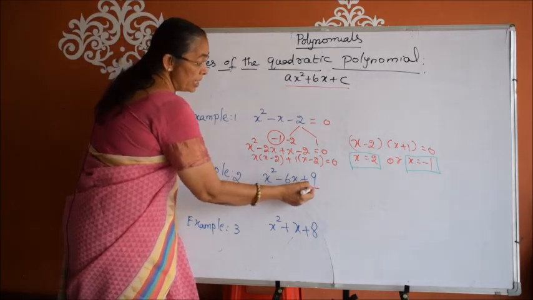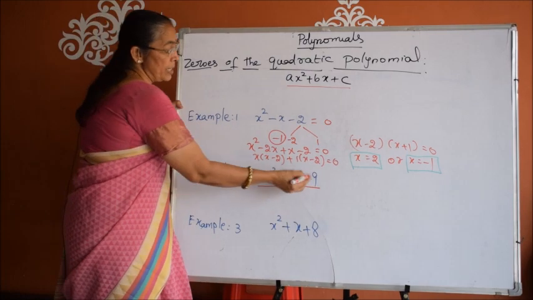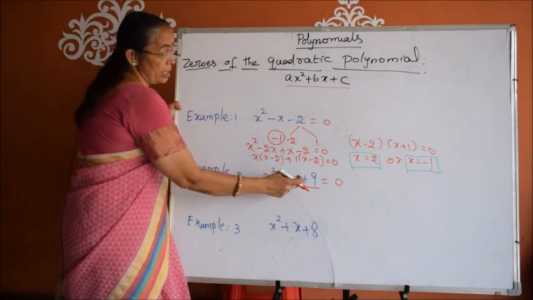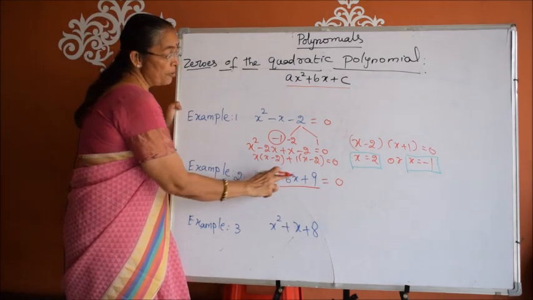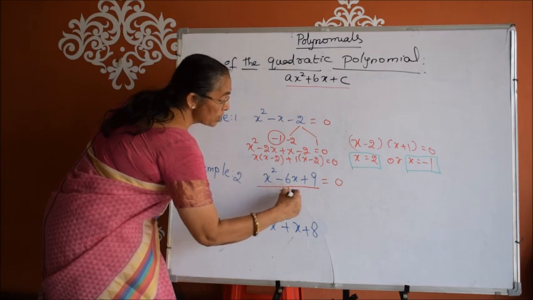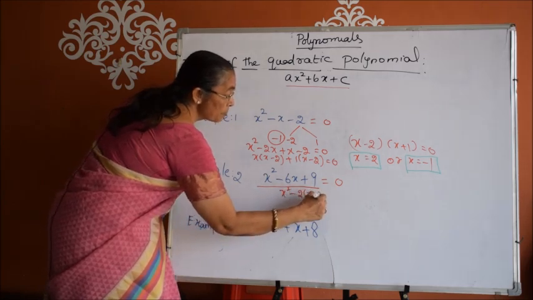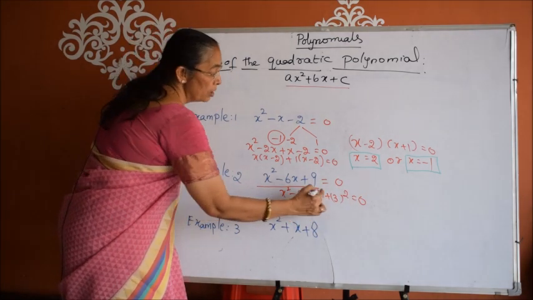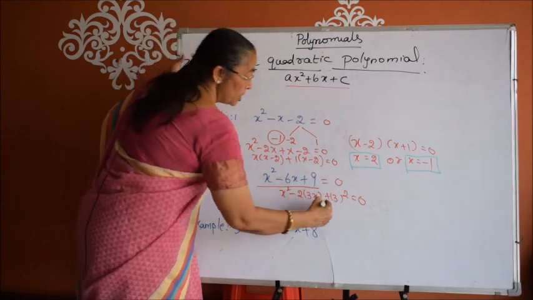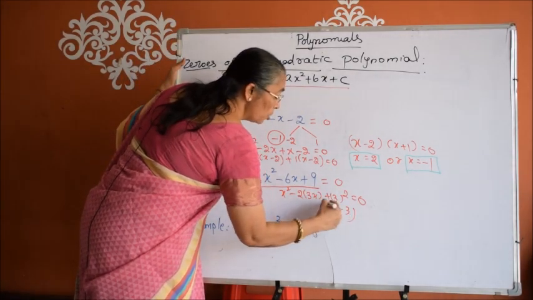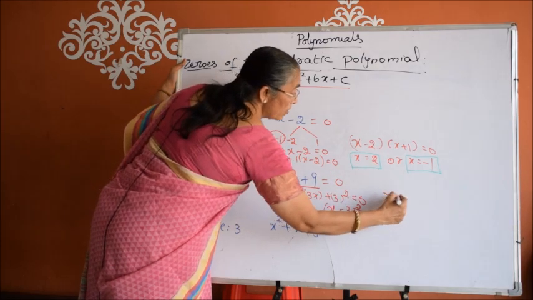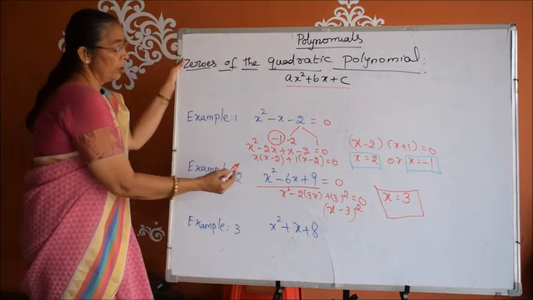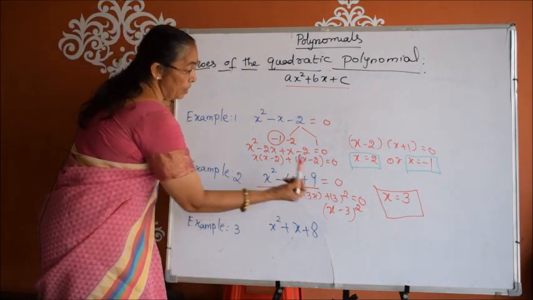Now, let us consider this example: x square minus 6x plus 9. The zeros for this polynomial: this is nothing but a perfect square, which is in the form of x square minus 2 times 3x plus 3 whole square, that is a square minus 2ab plus b square. So, this is nothing but (x minus 3) whole square, that is x is equal to 3. So, there is only one zero for this quadratic polynomial x square minus 6x plus 9.